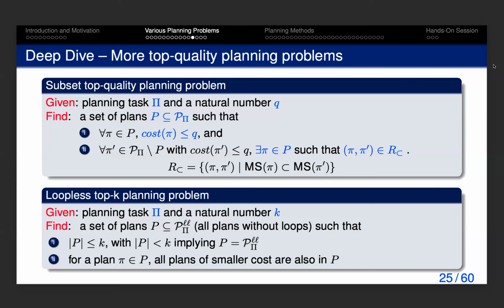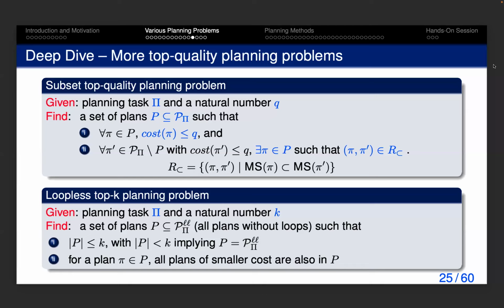There was another formalism that David introduced recently, and this comes to overcome some issues. The first issue that this overcomes, like I mentioned before, is that the plan sets can be infinite, right? So even unordered top quality planning solutions can be infinite sets of plans. Here, for subset top quality planning problems, actually the solutions are finite, right?